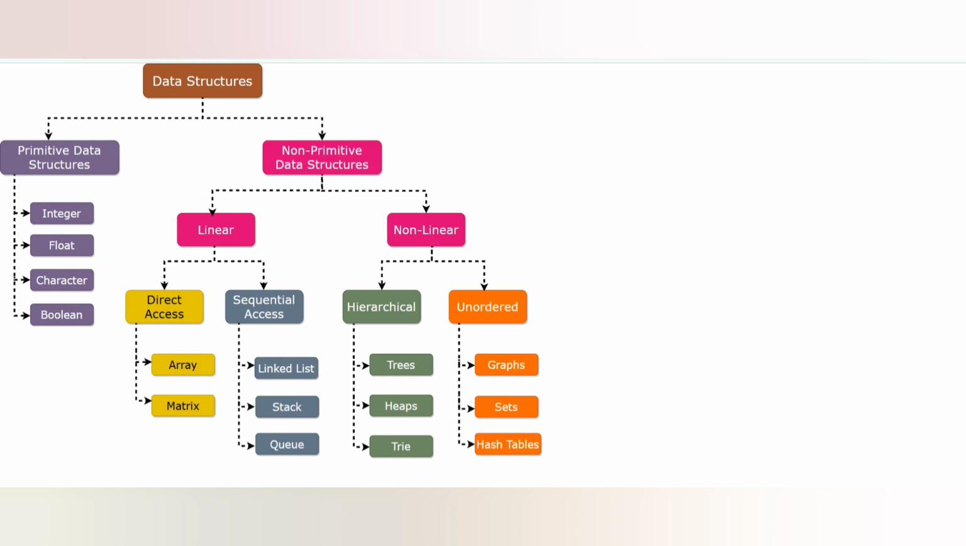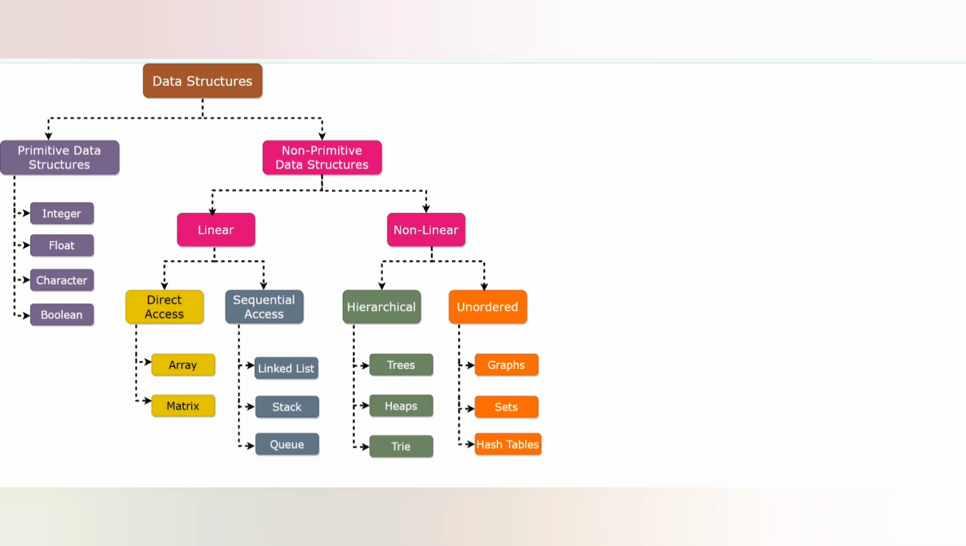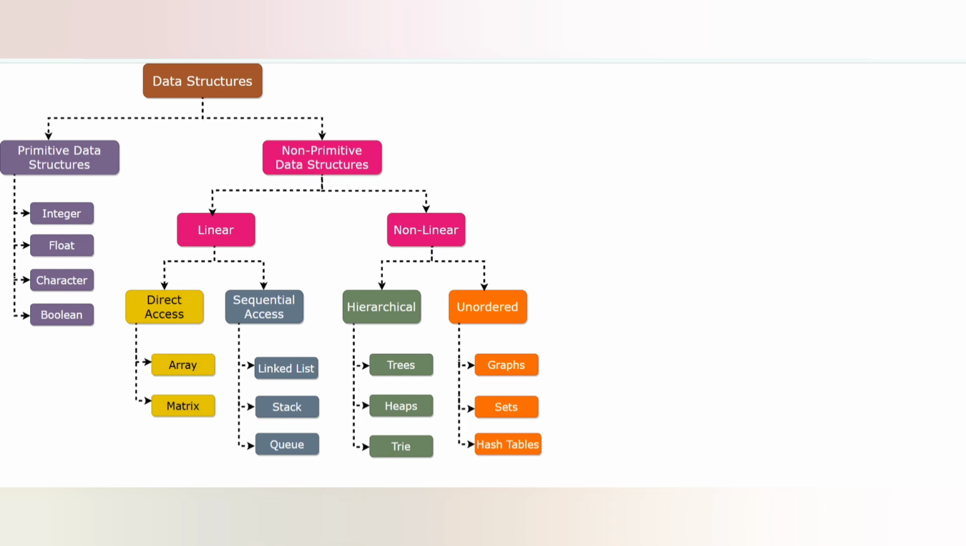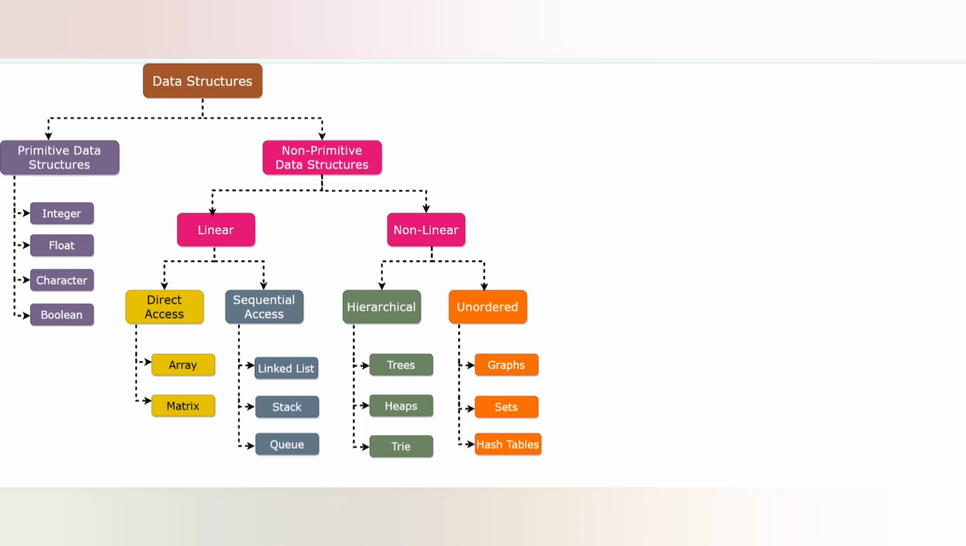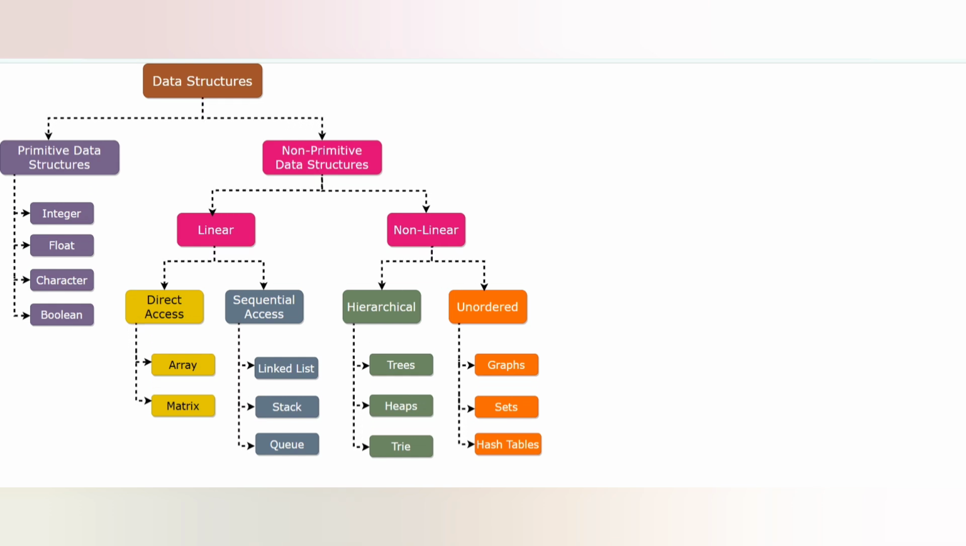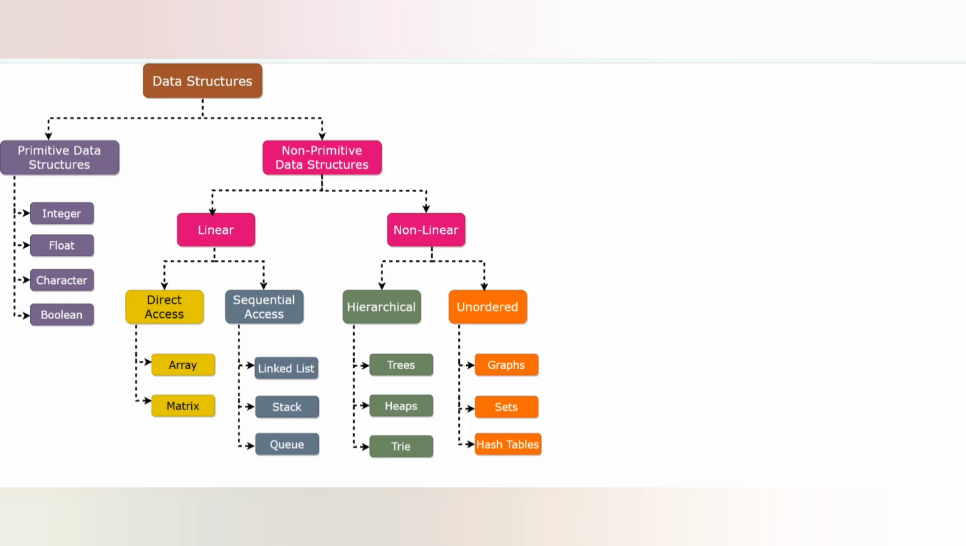Next, we move on to sequential access, like the linked list. A linked list is a sequence of elements where each element points to the next. There are three types of linked lists: singly linked list, doubly linked list, and circular linked list. These are all about linked lists. Next, we move on to the stack. A stack is a collection of elements that follows the last in, first out principle. This is the stack. Next one is queue, a collection of elements that follows first in, first out.